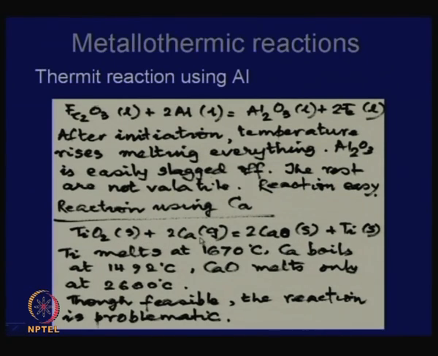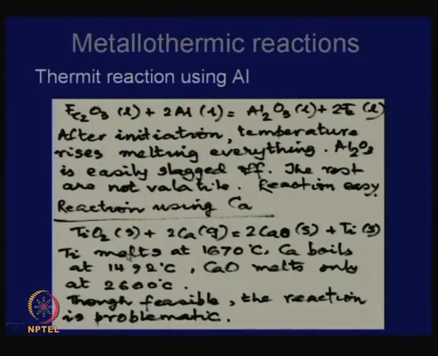It has to be in a closed chamber, titanium dioxide being reduced by calcium vapors to produce CaO, which is solid, which can be slagged off, and titanium, which is solid. Now, titanium melts at 1670 degrees, calcium boils at 1492 degrees centigrade, and CaO melts only at 2600. So, it is a very complicated reaction, because we are not able to get liquid phases very easily. So, thermodynamics gives us guidance about what should be the temperature, etcetera, but then in practice, we need to do a lot more things. This we can discuss only when we come to extraction of individual metals.